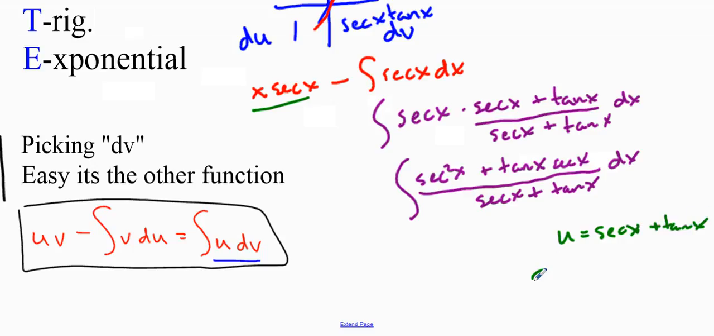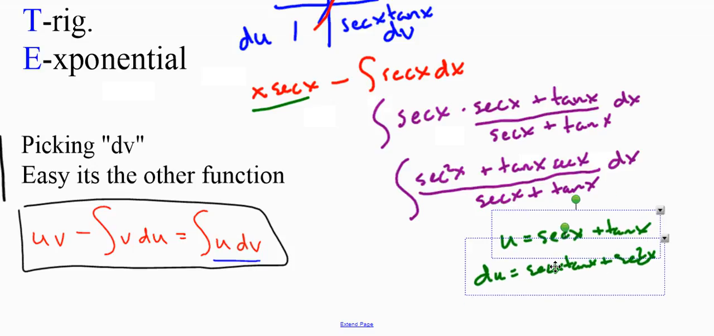And du then is going to equal, well, I'll take the derivative of secant, which is secant x tangent x, plus the derivative of tangent, which is secant squared of x, and we're going to have dx right here. I'm running out of room. Got to move all this stuff over here. Now we'll go back here. We're going to have dx right there.